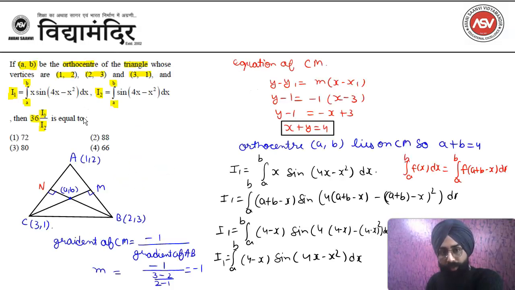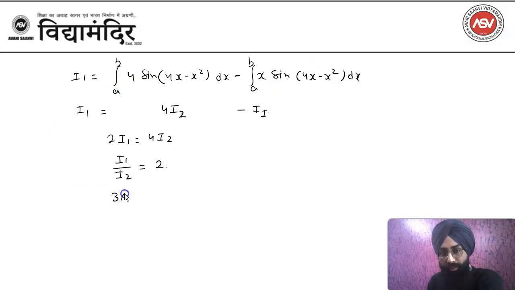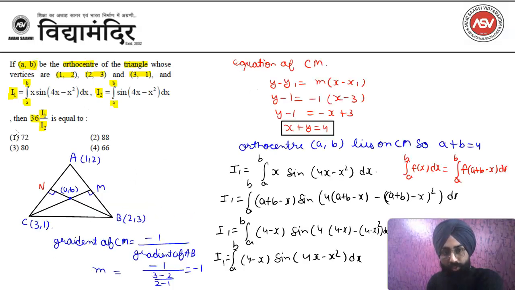But we need the value of 36 I1 by I2. It means we will multiply 36 on both sides, which gives 72. So the answer should be option 1.